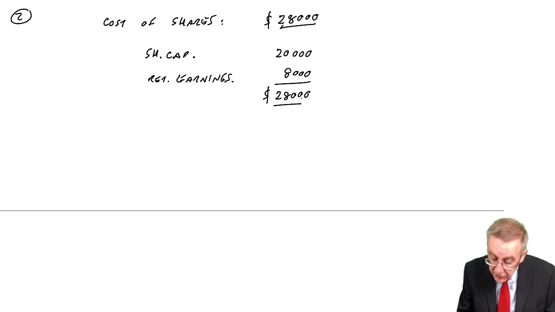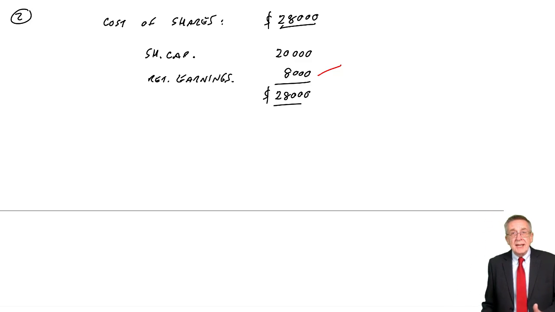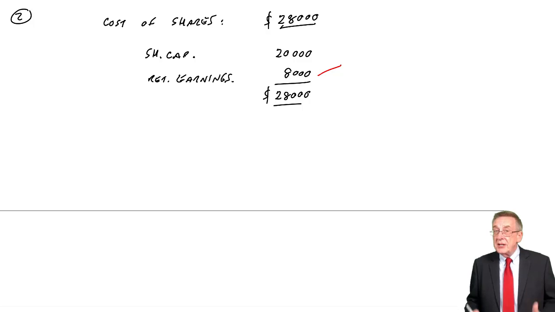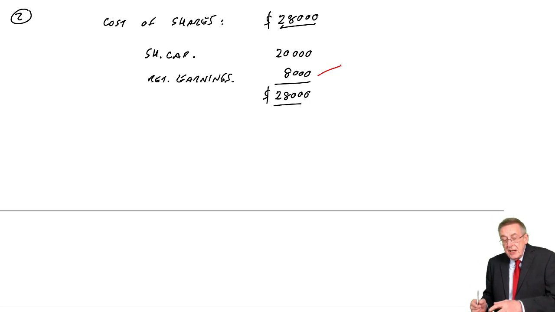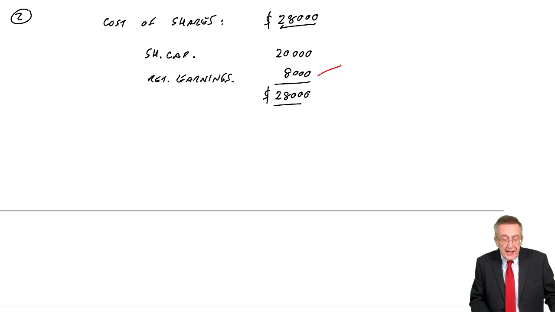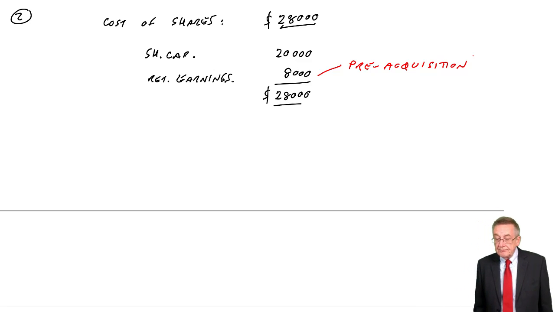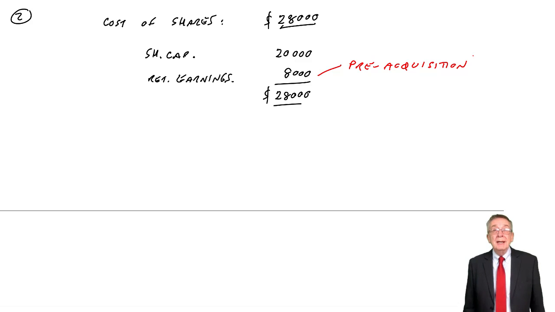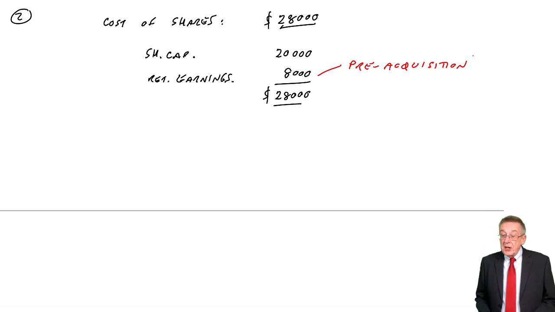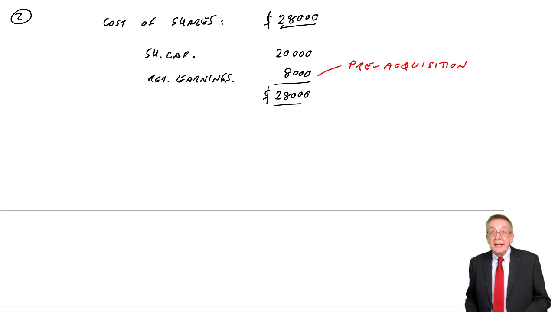Now, just one bit of terminology. Those retained earnings are the retained earnings at the date P bought their shares. It's what had been earned before the date of purchase. We call them the pre-acquisition retained earnings. Pre-acquisition, before acquisition. That's what they'd earned before we bought the shares. And that's why we paid a total of 28,000. It checks.